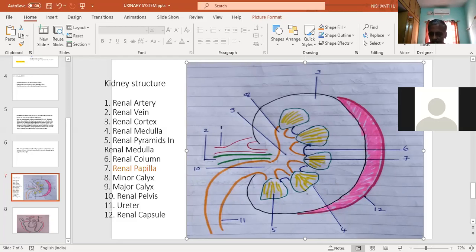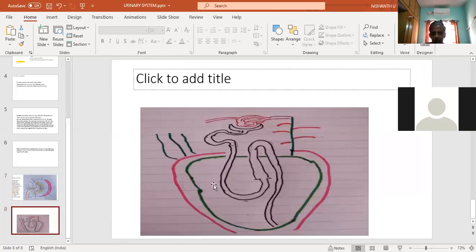So what is the significance? You have heard about the nephron. That is the basic structural unit of the kidney. Of course, we are going to discuss it later in detail. So here you can see that I selected one renal medulla. Try to understand, I selected one renal medulla, and I'm going to the next slide. This is a renal medulla.